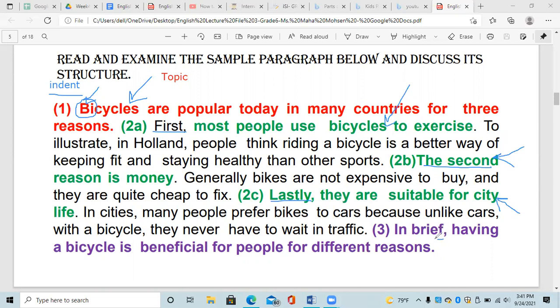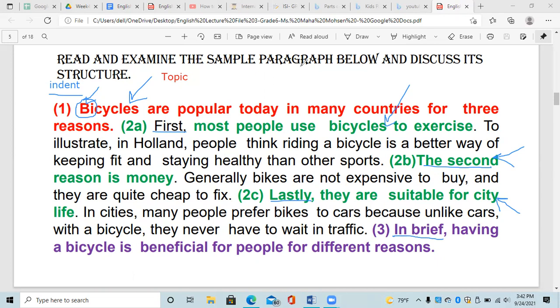In brief, which means in conclusion. So we are briefing, we're summarizing all that we have said before. So this is the concluding idea or the concluding sentence. In brief, having a bicycle is beneficial for people for different reasons.